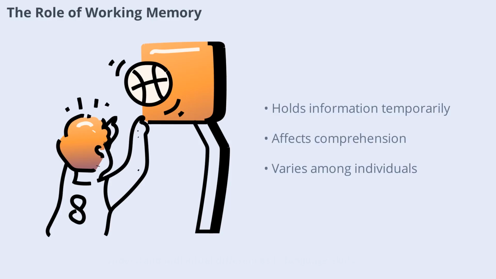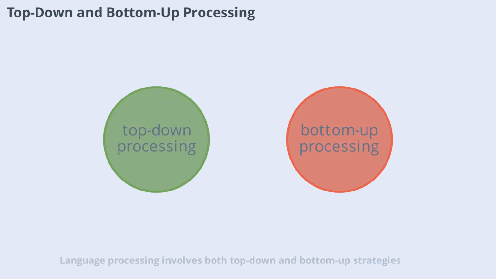Researchers study working memory to better understand individual differences in language skills. Language processing involves both top-down and bottom-up strategies. Bottom-up processing starts with the smallest units, sounds or letters, and builds up to words and sentences. Top-down processing, on the other hand, uses context, prior knowledge, and expectations to interpret language. In real life, we constantly switch between these strategies, using both the details and the bigger picture to make sense of what we hear or read.